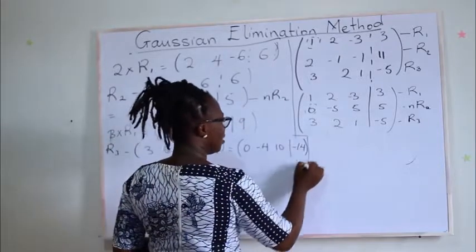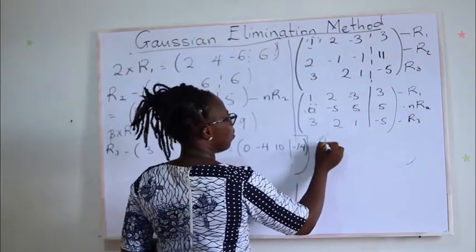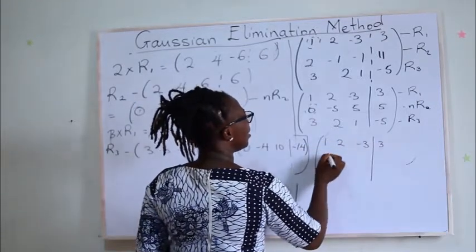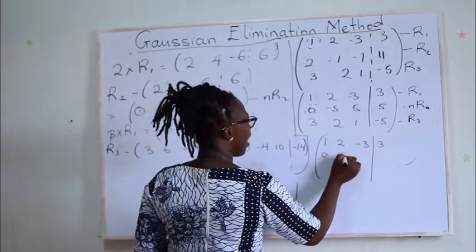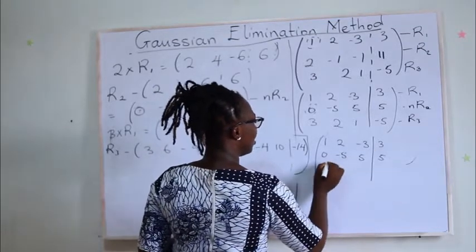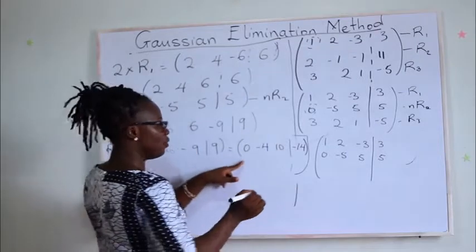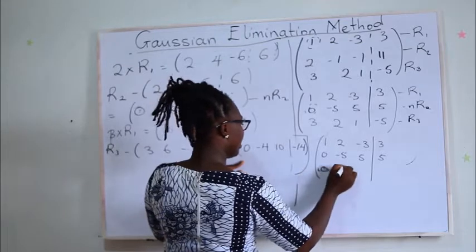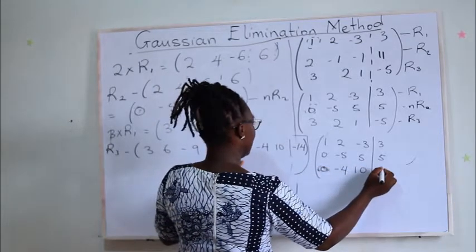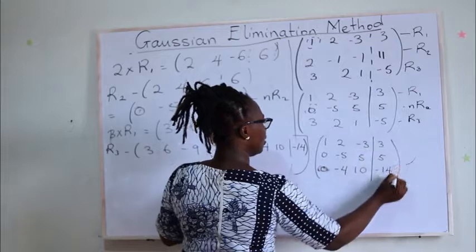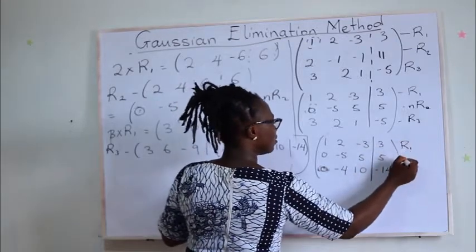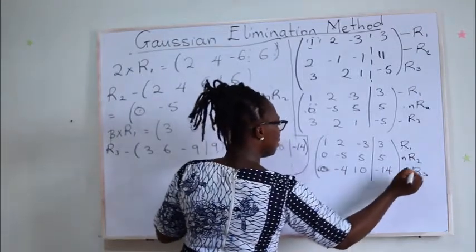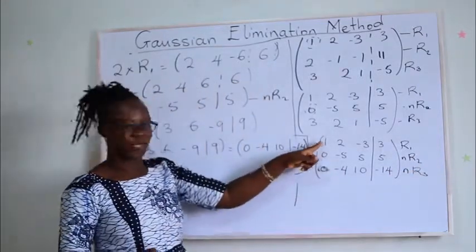So our new matrix is going to be what? 1, 2, minus 3, 3. I have what? 0, minus 5, 5, 5. Then our new row 3 is what? 0, 0, minus 4, 10. Then minus what? 14. So we still have row 1. This is our new row 2. This is our new row what? 3. So we are done with what?